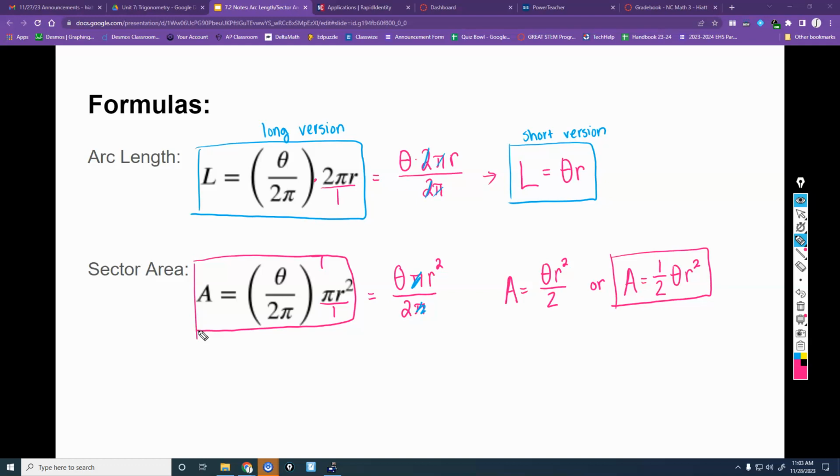Short version is going to be easier to use. Long version is easier to memorize for these. Okay, questions so far? What is the O with the theta? That is your angle. So we can write that. The theta is your angle.